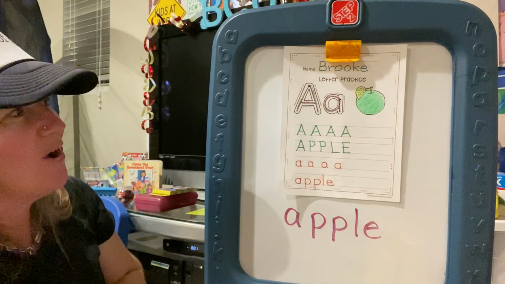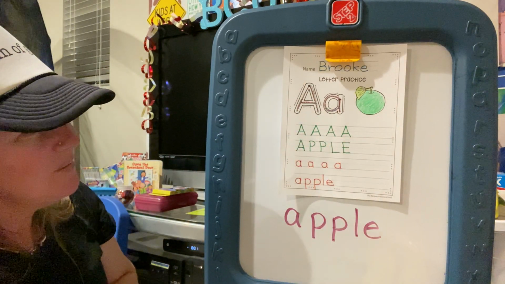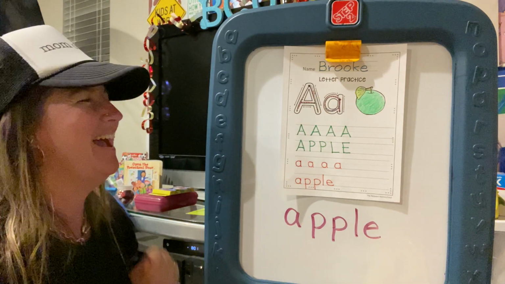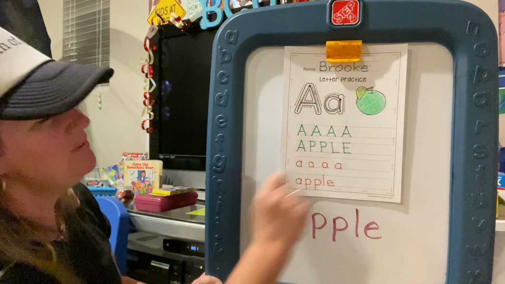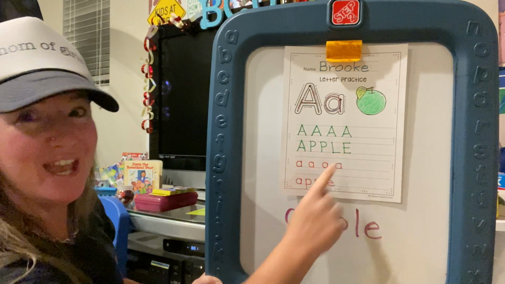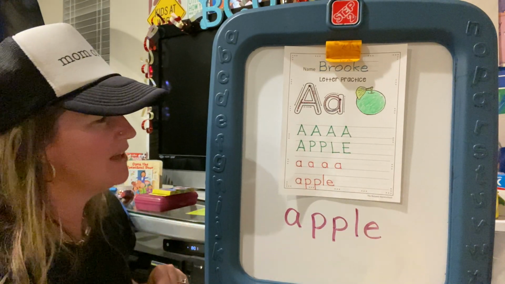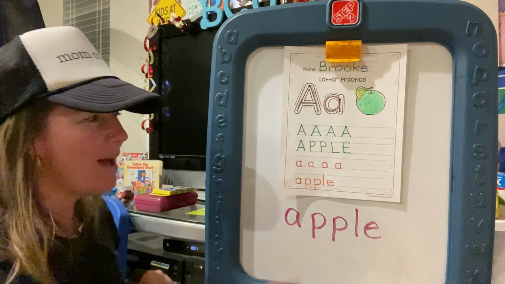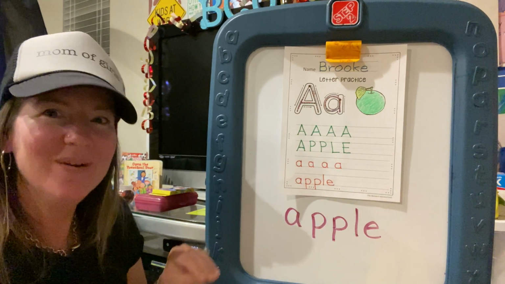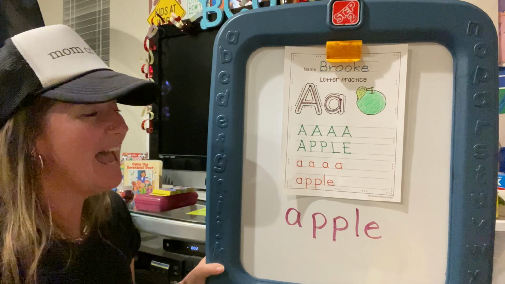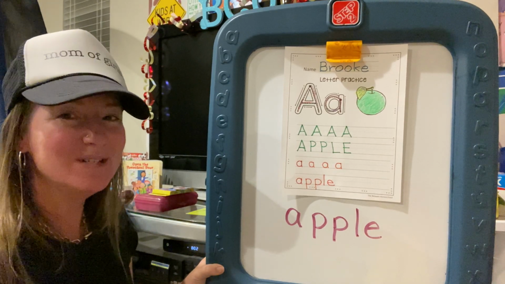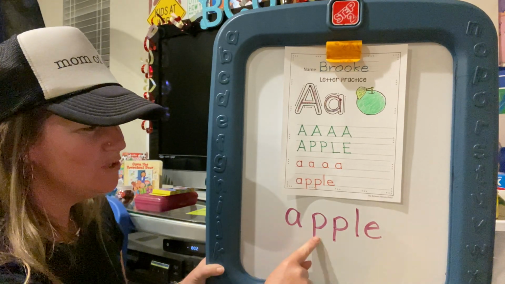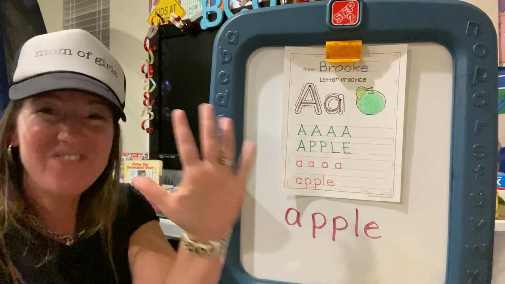And we colored our awesome apple right here. Awesome starts with the letter A. Good. Practice our capital A's. We wrote apple in all big capital letters. We practiced our little or lowercase a's, and then we wrote apple in our lowercase or small letters. Again, how many letters does the word apple have? 1, 2, 3, 4, 5.